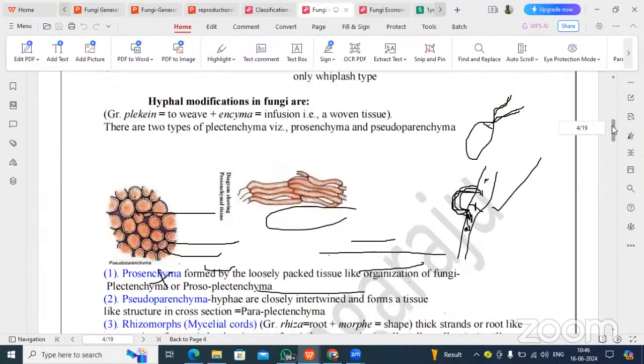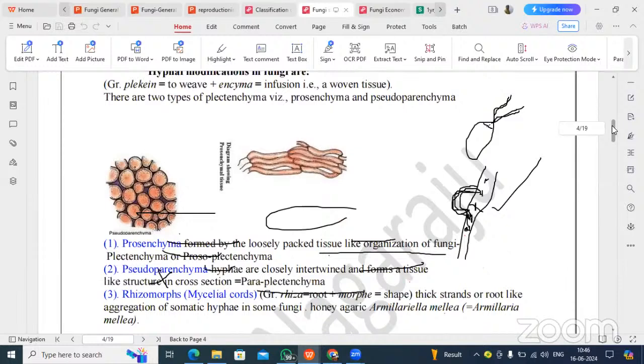And the hyphal modifications also I told you now. Plectenchyma divided into, all that I told you in yesterday's class. Again, no need to repeat. Repeat, sir. Please repeat, sir.